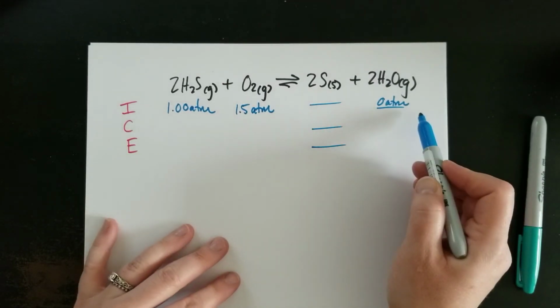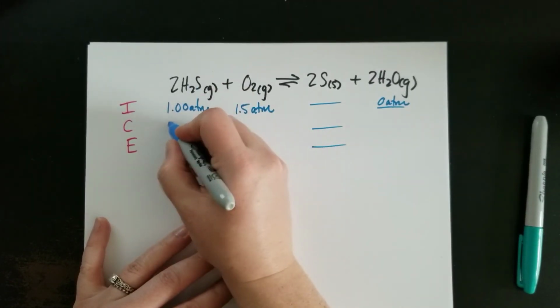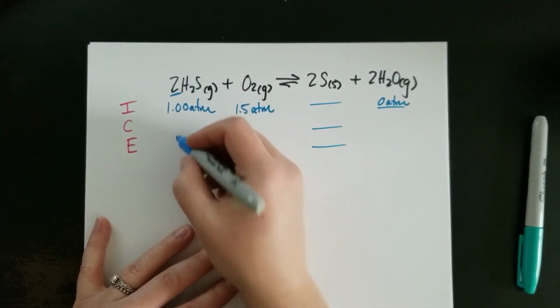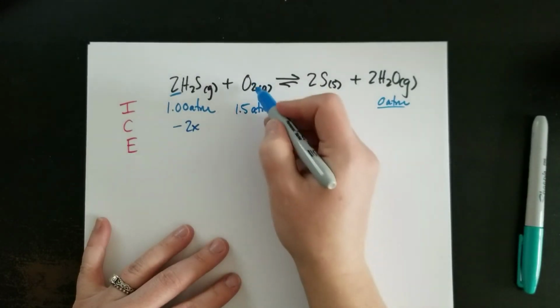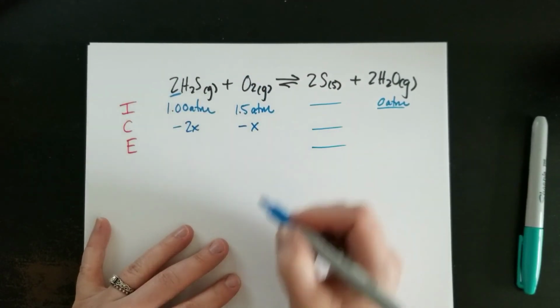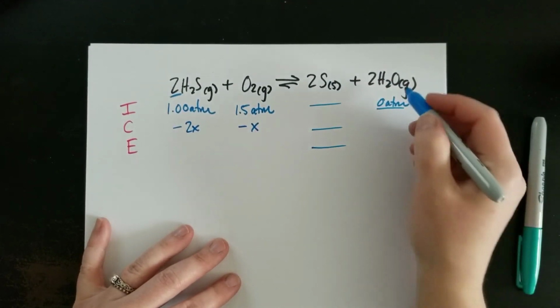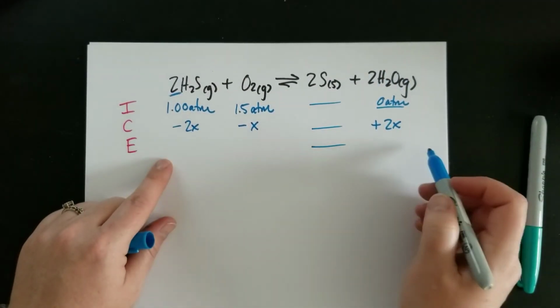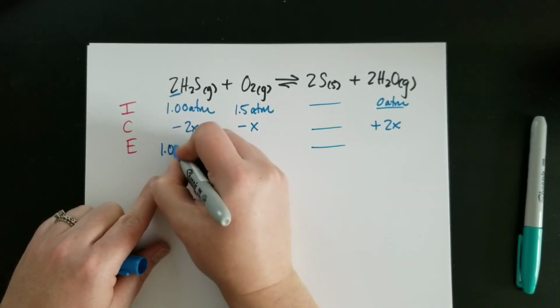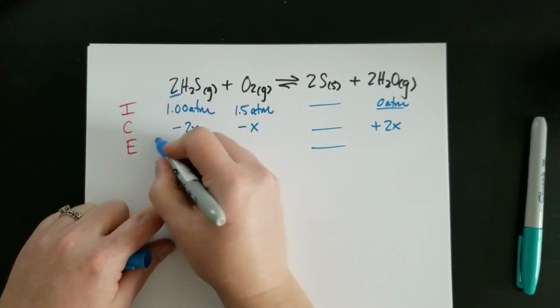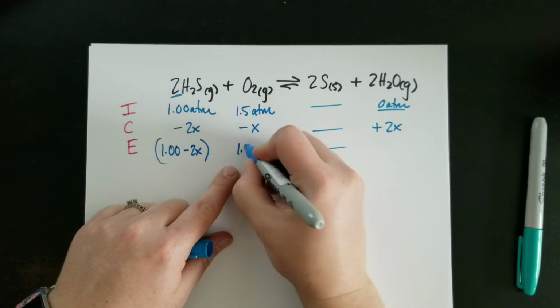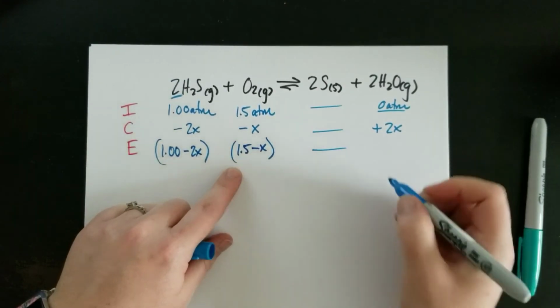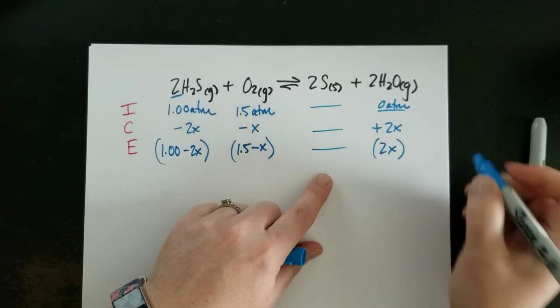But if you're going to set up your ice table here for the changes, note that we have a 2 out in front, so this would be minus 2x. We have a 1 out in front here, so this would just be minus x. We're not worried about the solid. And then over on this side, we'd have plus 2x. So then at equilibrium, you would have 1 minus 2x. You'd have 1.5 minus x. And then you'd have 2x.